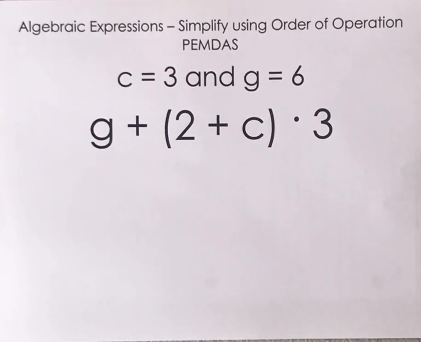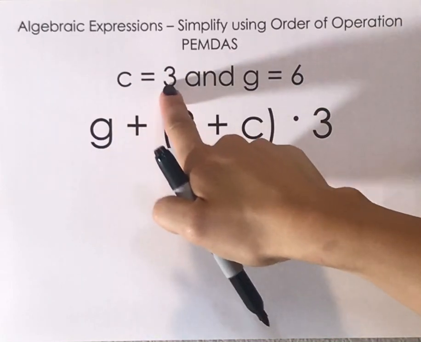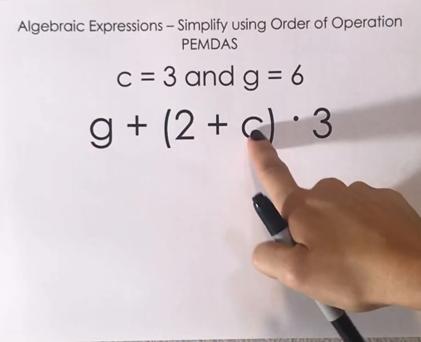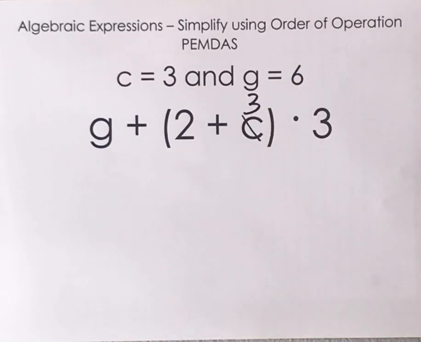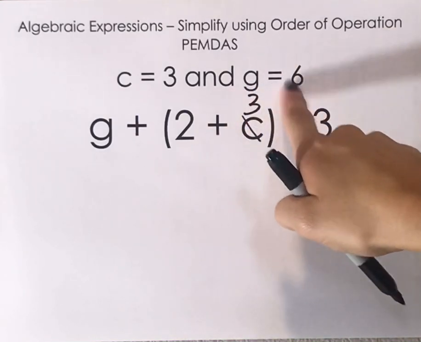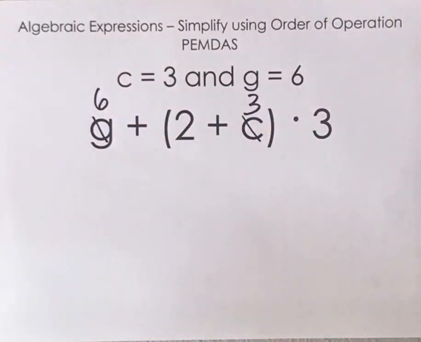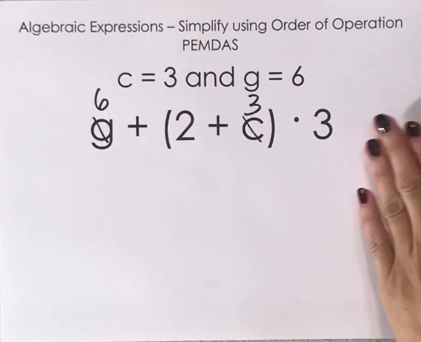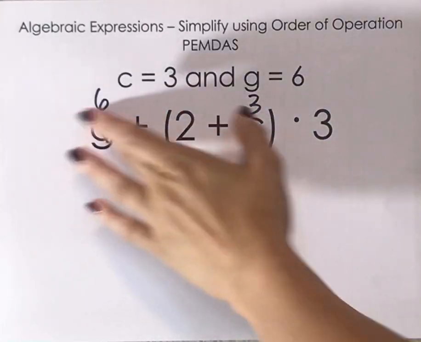So to simplify this, the first thing we're going to do, like I said, is substitute. And what I mean by substitute is we're going to take C equals 3 and substitute that for that C here. So that now becomes a 3, and I just like to write it above it. And then we're going to substitute the G, because G equals 6, so we're going to put that 6 where that G is now. So now we have a numerical expression. So we got rid of all the letters, or the variables, and now we have numbers.